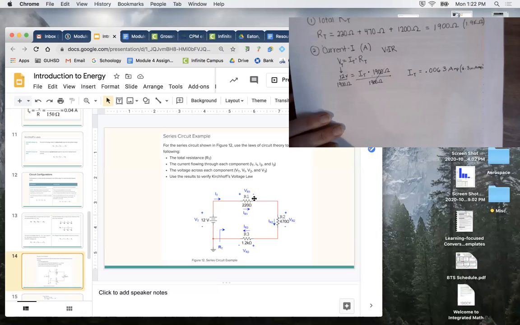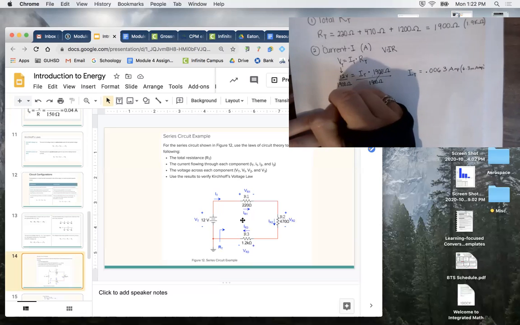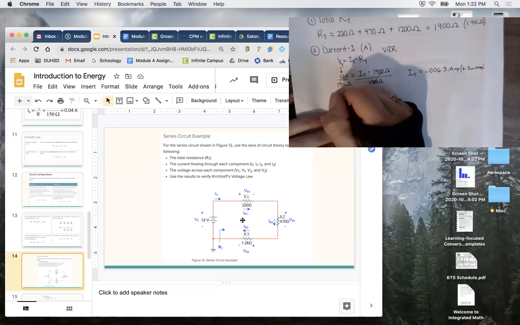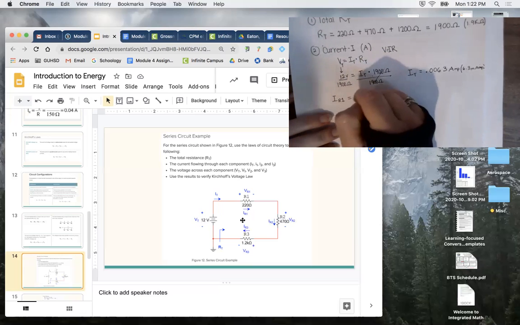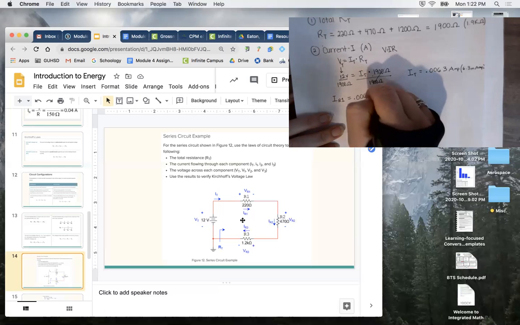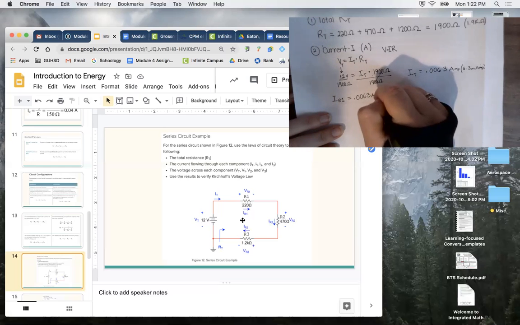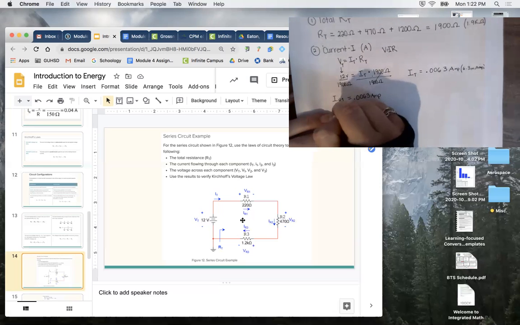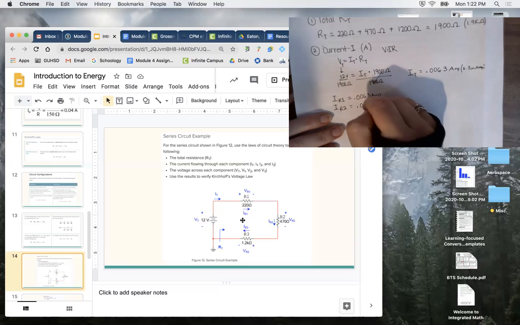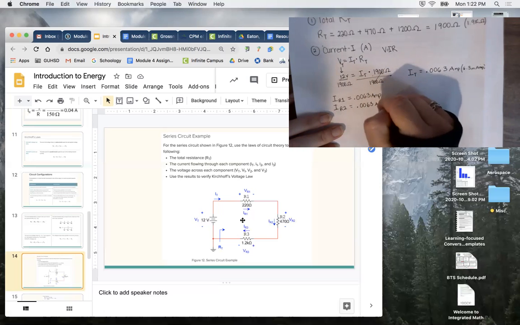That means each one of them, my current through every one, they're asking specifically for I at resistor, the current through resistor 1, well, that's going to be 0.0063 amps. The current through resistor 2 is 0.0063 amps.